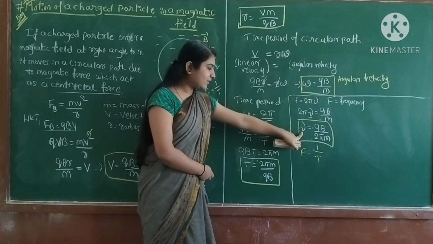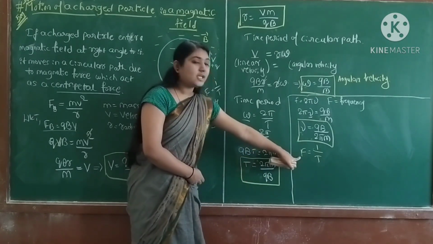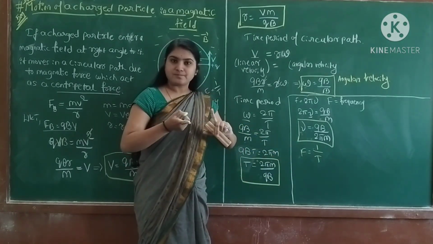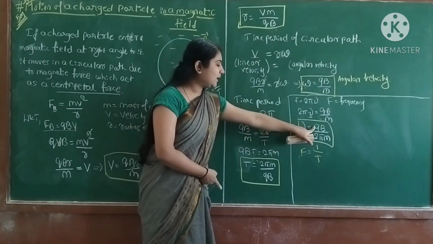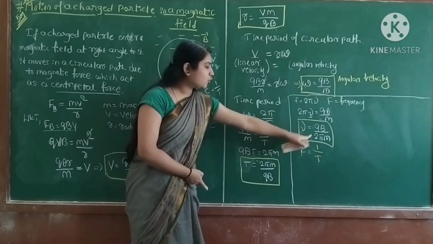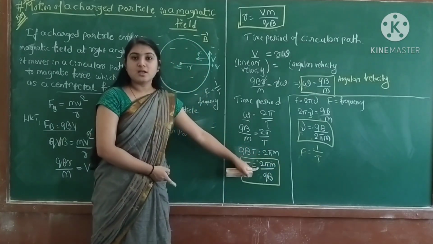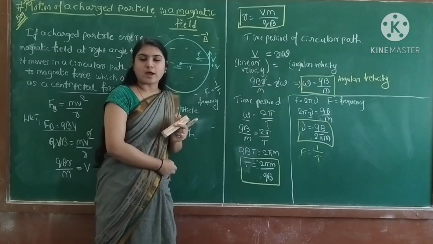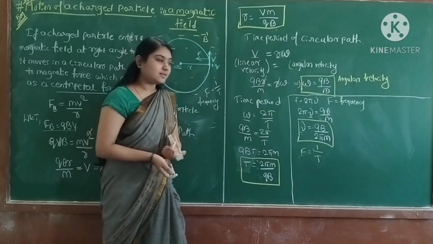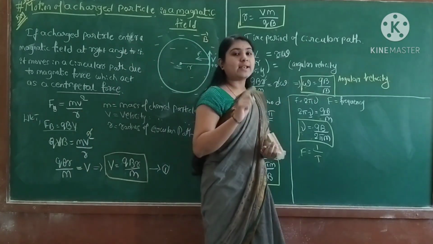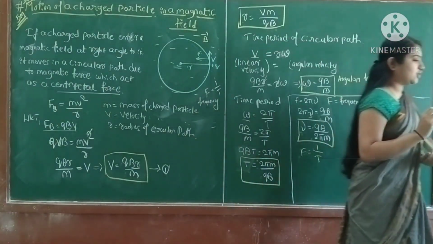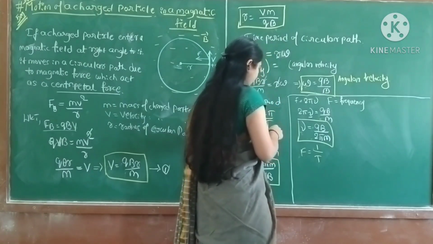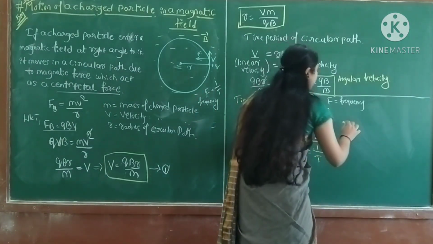Frequency and time period are always inversely proportional. Inversely means opposite. QB is on top here and at the bottom there; 2 pi m is at the bottom here and on top there. Understood? So they are opposite. You have to keep it in your mind. Then after this we have to calculate the kinetic energy.